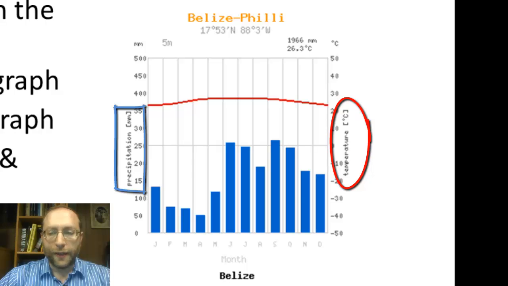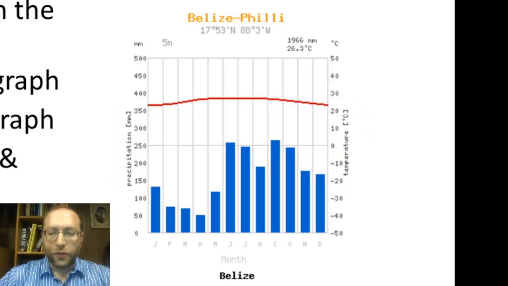Temperature is the line graph, and if you look on the right side, you'll find the temperatures, and this one is degrees Celsius, which is metric. Sometimes you'll see it in degrees Fahrenheit. And precipitation is a bar graph. On the left side we have the units for that, and in this case it looks like it's in millimeters, and sometimes you'll see it in inches.